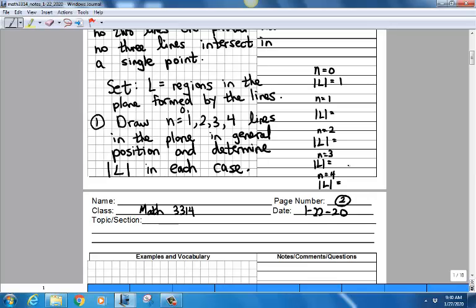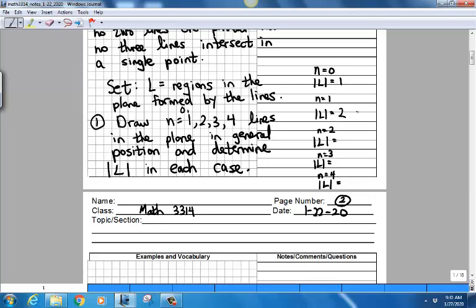Okay, so that we don't run out of time, let's see if we've got some answers here. If n equals 0, we only have one region. That is the plane, so that one's trivial. What about if n is equal to 1? If you draw one line, how many regions is that going to divide the plane into? 2. That's pretty clear, it just breaks it in half.